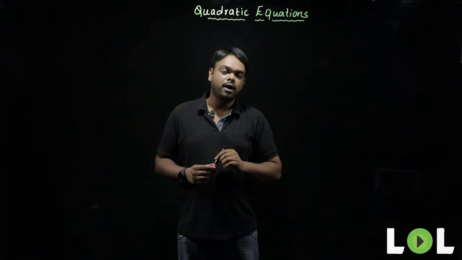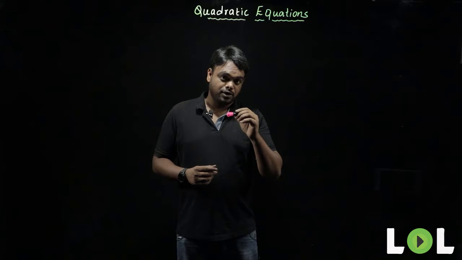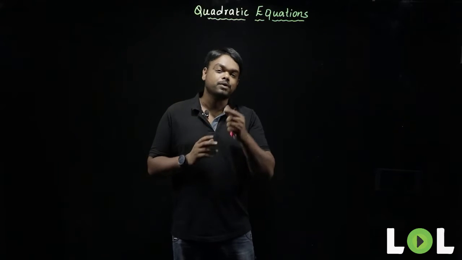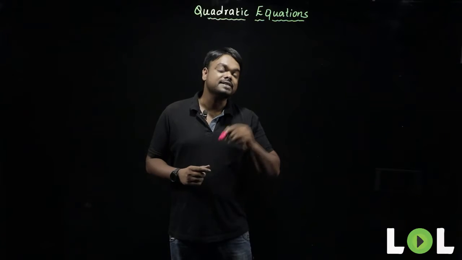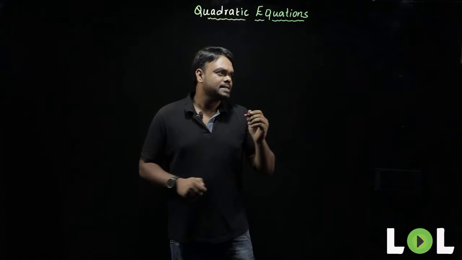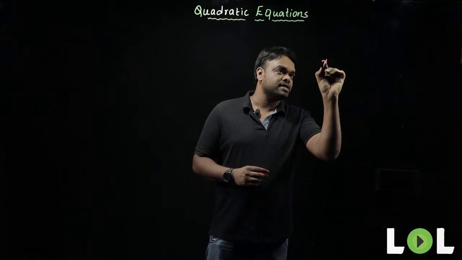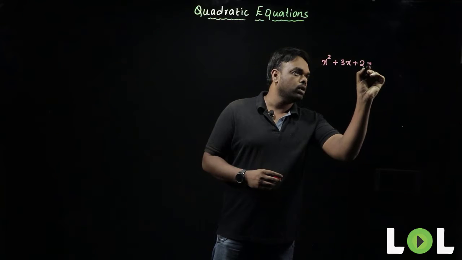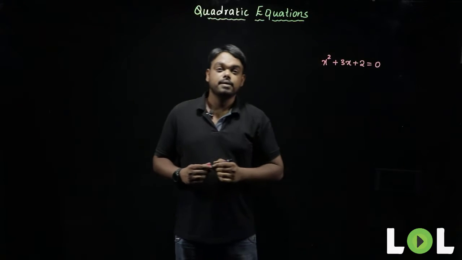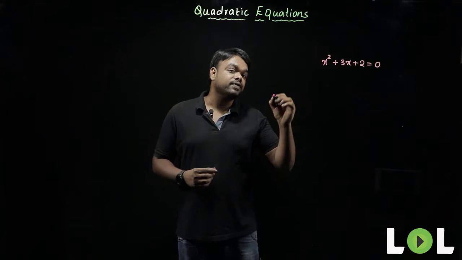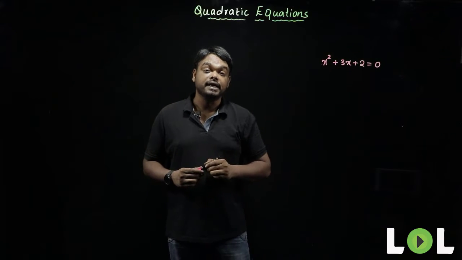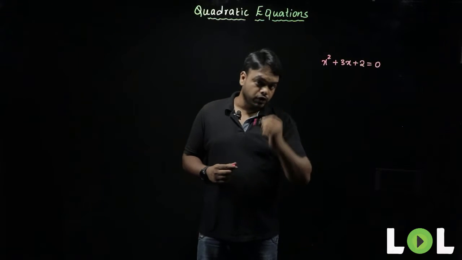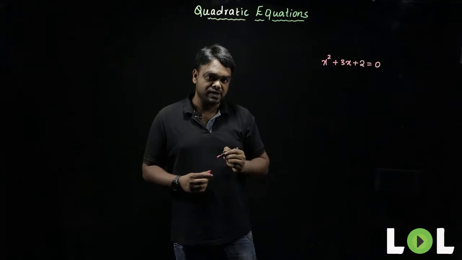Now, before understanding the actual questions of quadratic equations, let us consider one quadratic equation and understand everything about it. Suppose I consider an equation like this, x square plus 3x plus 2 equal to 0. The most important thing we have to do at the very beginning is factorizing the quadratic equation and taking out the roots. So let us factorize it first.